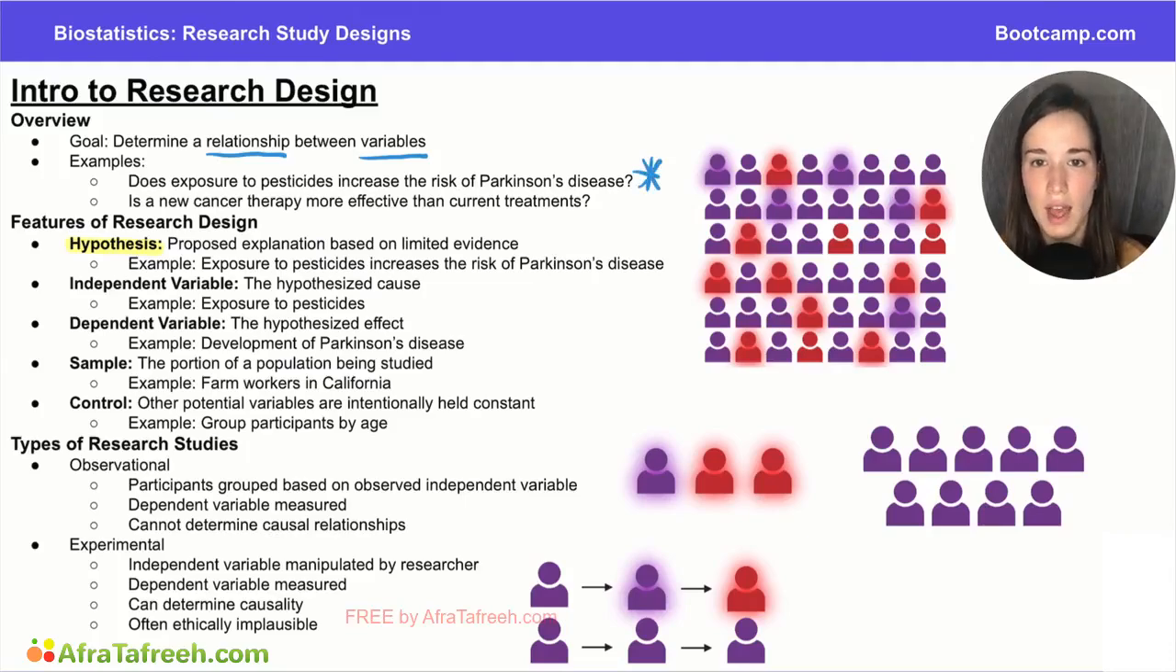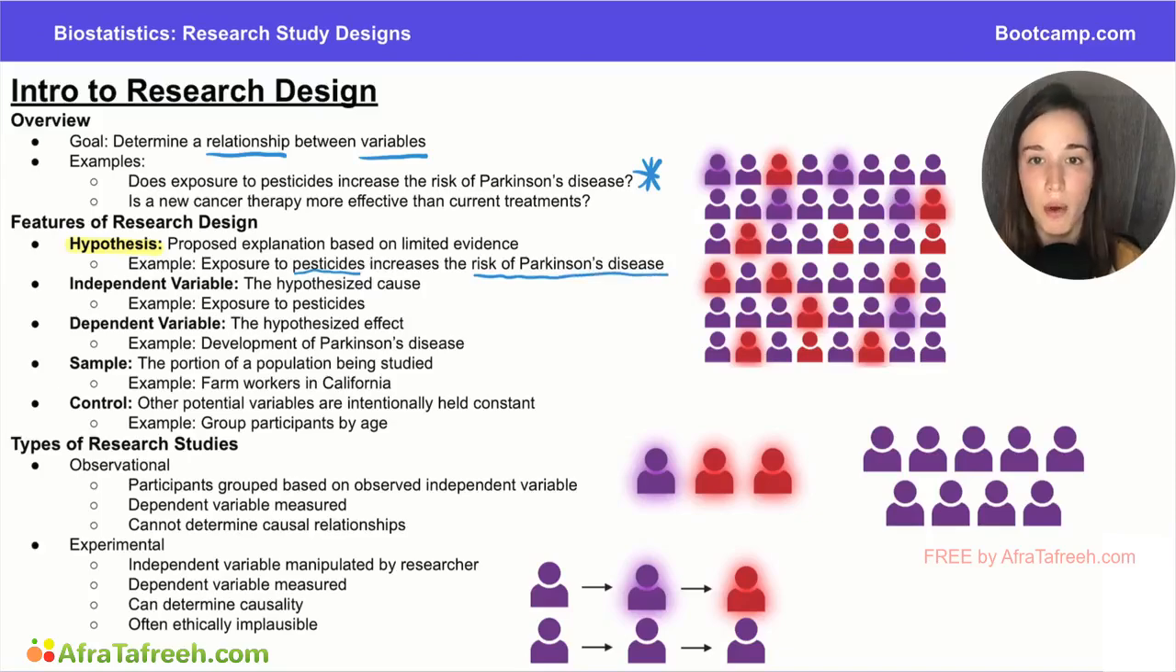You can imagine that a physician working in a rural clinic is noticing that their patients who are farmers are being diagnosed with Parkinson's more often than their patients who aren't. And let's say this physician goes into the literature and reads a bunch of research papers showing that pesticides can be toxic to the brain. This physician might come up with the hypothesis that exposure to pesticides increases the risk of Parkinson's disease.